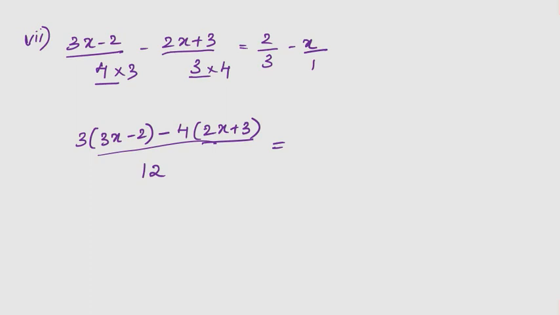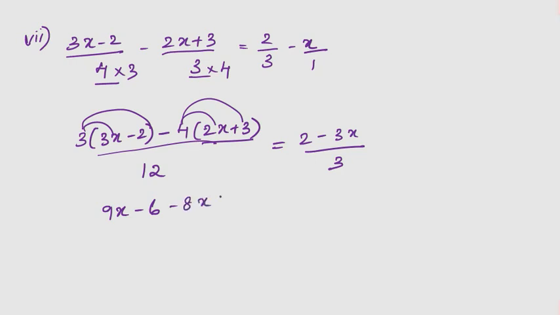So the LCM of 1 and 3 is nothing but 3. So we get 2 minus 3x divided by 3. So the next step we'll multiply the bracket terms. So 3 into 3x and then 3 into minus 2. So we get 9x minus 6. Next step, minus 4 into plus 2x, minus 4 into plus 3. So minus 8x minus 12 divided by 12 is equal to 2 minus 3x by 3.